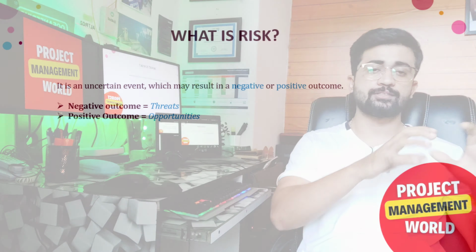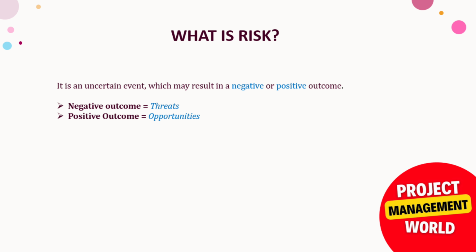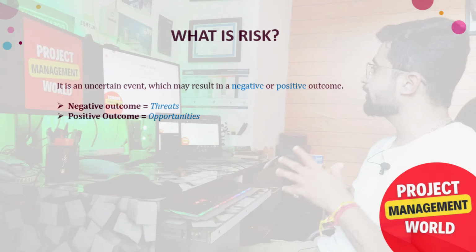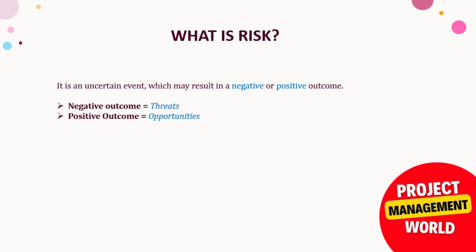So first of all, let's understand what a risk is. If you can see here, risk is nothing but an uncertain event which may result in a negative or positive outcome. It is saying here that risk is an event that we cannot predict and which has two outcomes, one negative and the second positive. Negative outcome is called threats and the positive outcome is called opportunities.